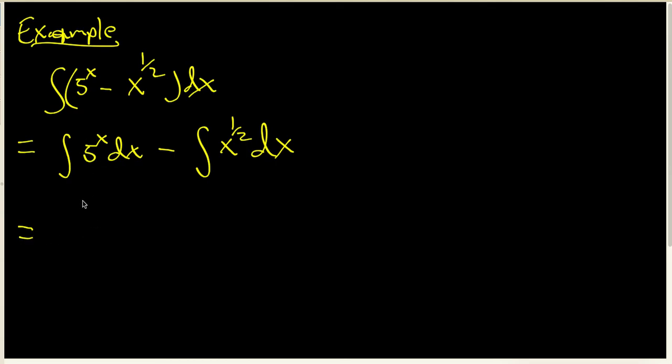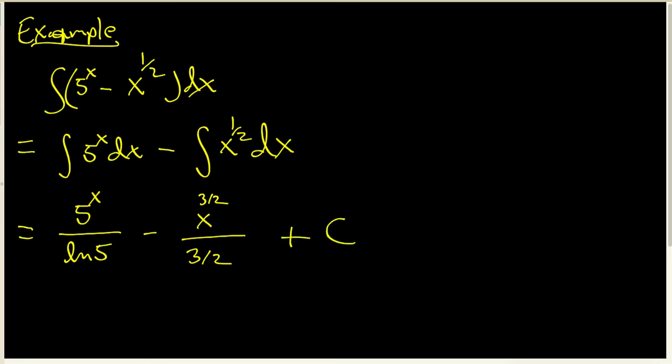This one here is going to go back to 5 to the x divided by ln 5. And this one is going to go back to x to the, I want to add 1 to that 1/2. And when I do, I'm going to get 3/2. And let me make sure my notation is correct. And then I'm going to divide by that new exponent. And then at the end, I add any constant of integration that I want to add.